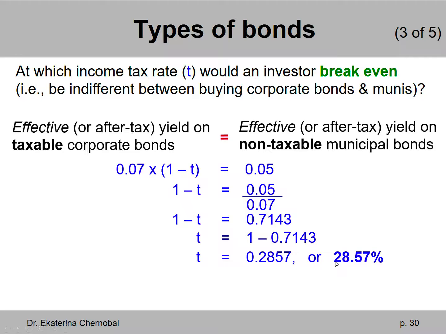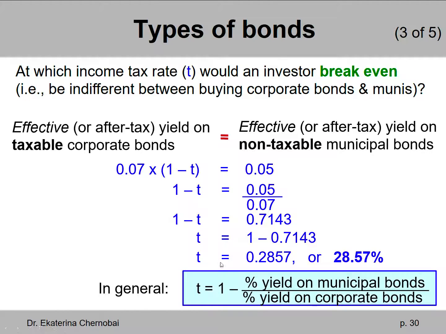In other words, the tax rate that you would need to face in order for you to be indifferent between buying corporate bonds and municipal bonds would be 28.57%. And this is the general formula that you would apply in problems like this. To find the break-even tax rate, you do 1 minus a fraction where in the numerator you have the percentage yield on municipal bonds, and in the denominator you have the percentage yield on corporate bonds.